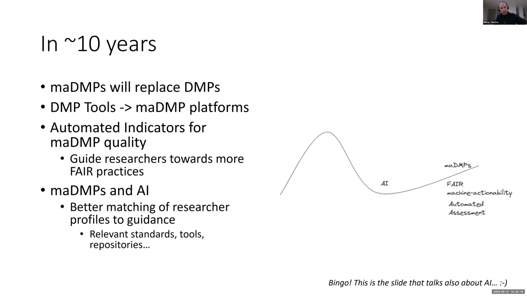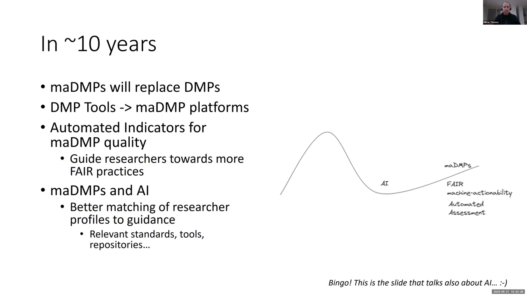So I think we are on a good way to replace the data management plans with machine-actionable data management plans. That's why I was showing in this hype cycle that we have already managed the expectations. We know what to expect and we are working on specific solutions. And DMP tools will become more DMP, maDMP platforms. Why am I making this change in the semantics? Why am I changing the word tools to platforms?